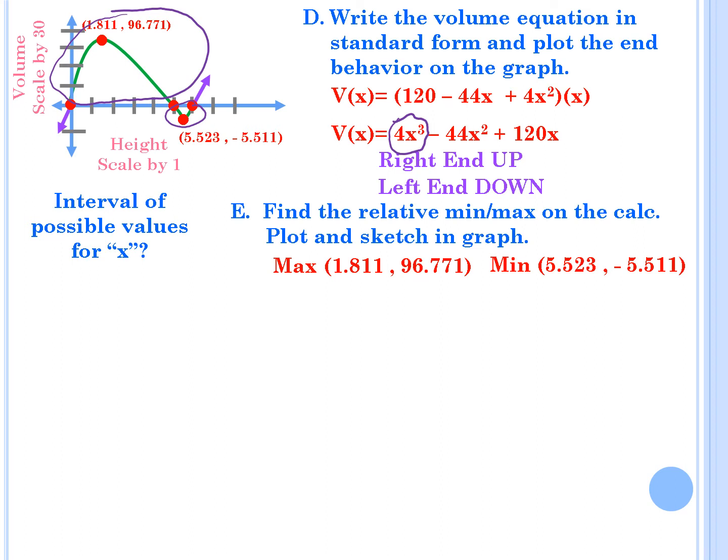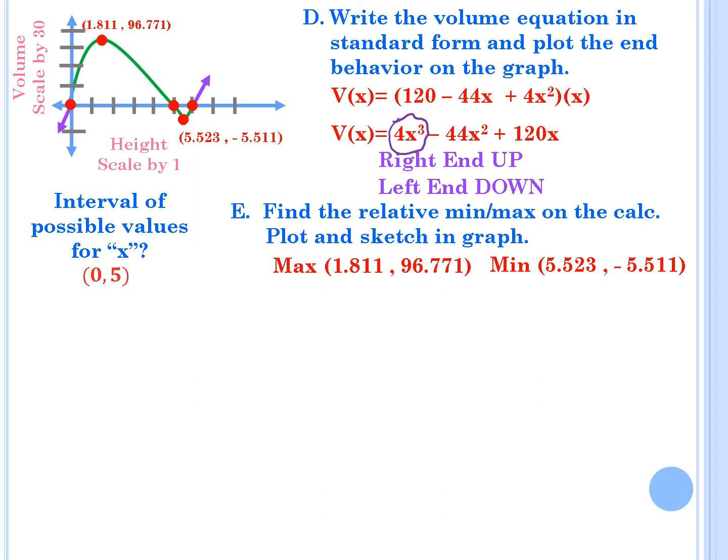So the only place my curve is above the x-axis, so we're looking right here at that circle. The only place where my volume is positive is between the x values of 0 and 5. So when x is between 0 and 5, then I know that my volume is going to be positive because we don't want the volume to go negative.